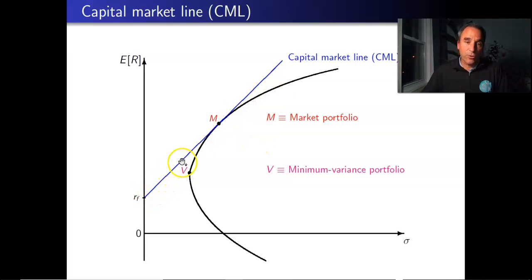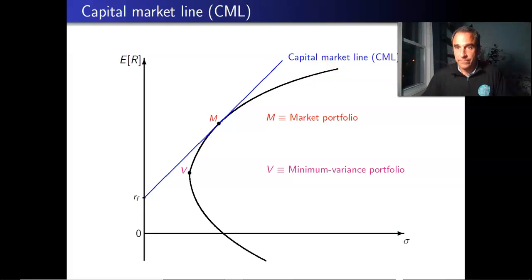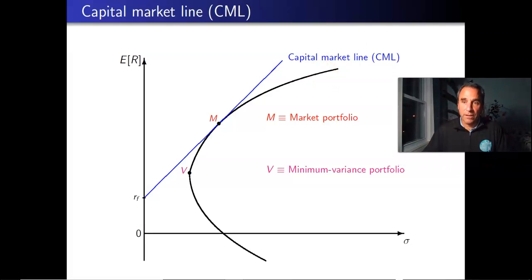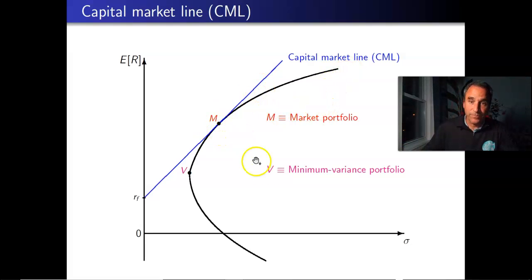All the investors will be somewhere on the blue line, and this blue line is called the capital market line. So the line that starts at the risk-free asset and goes through the market portfolio is called the capital market line. There is only one risky portfolio on this line. It's the market portfolio.